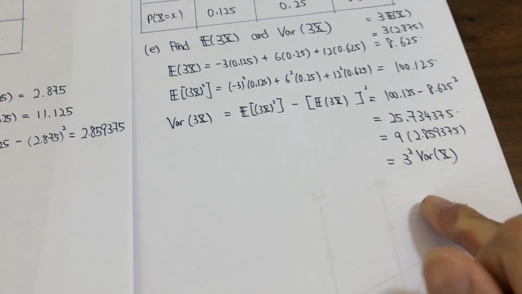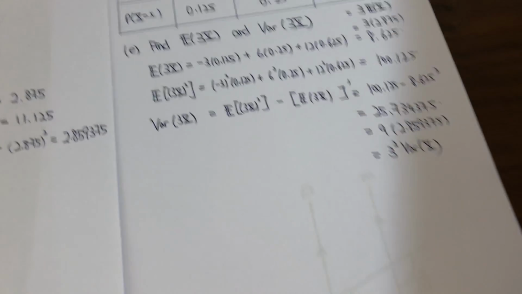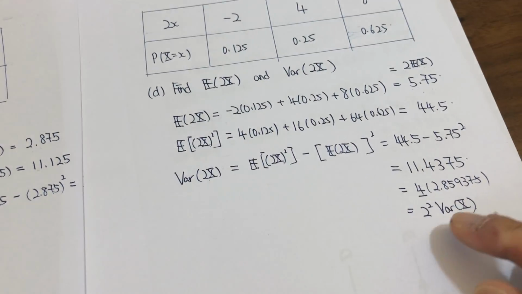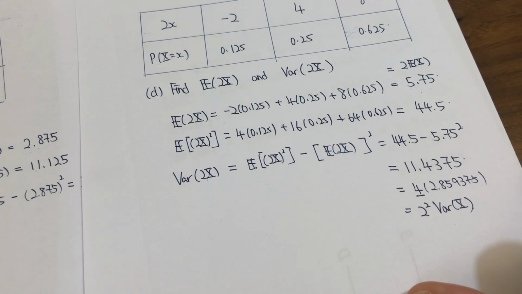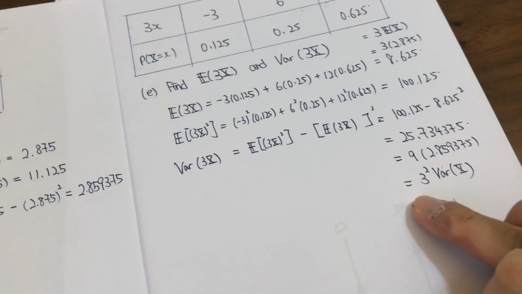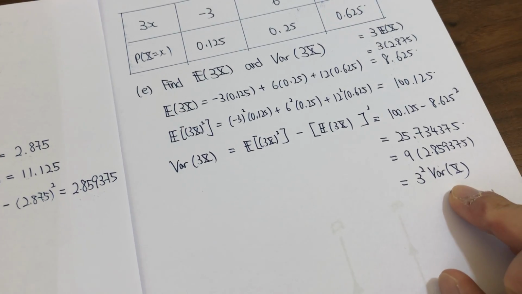Is it interesting? So let's go back to here. When it is 2x, the variance of 2x equals 2 squared times the variance of x. When it is the variance of 3x, it becomes 3 squared times the variance of x.